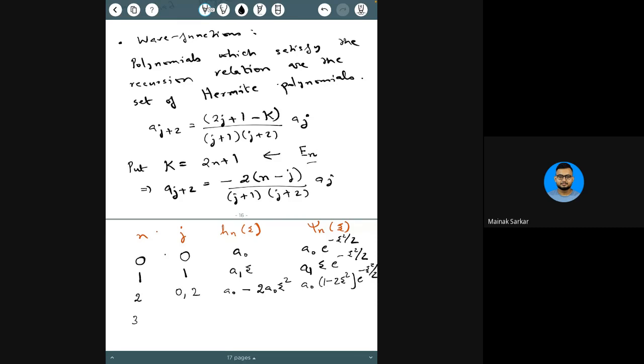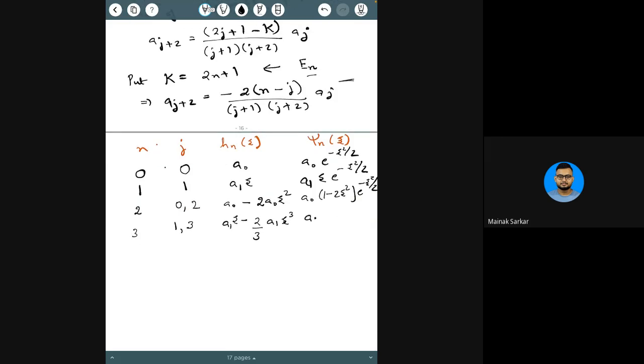Then for n equal to 3, you have j equal to 1 and 3. This is a1 xi, then minus 2 by 3 xi cubed. What I'm doing here is putting in the values of n and j in this recursion relation to get these factors. I haven't identified the Hermite polynomials yet. So this is a1 xi common, (1 minus 2 by 3 xi squared) times e to the power minus xi squared by 2. Then you can go on and it gets increasingly more complicated.